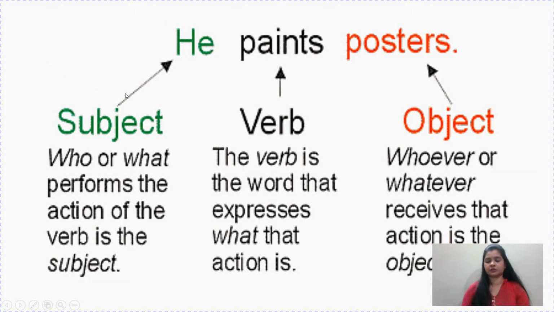Children, most of the students get confused. They think that subject can only be the first word, but it is wrong. Whatever is the doer, it will be the subject and the receiver will be the object. So subject can be at the first, in the middle, at the end, or sometimes not present in the sentence.